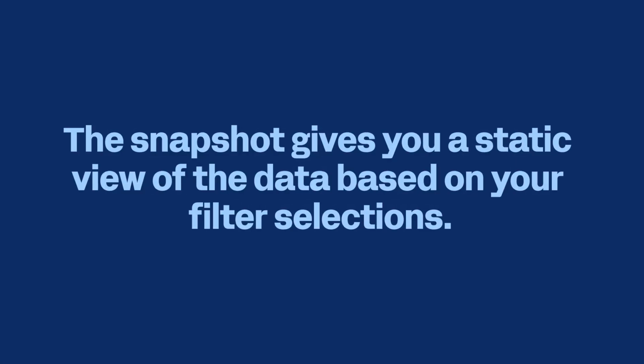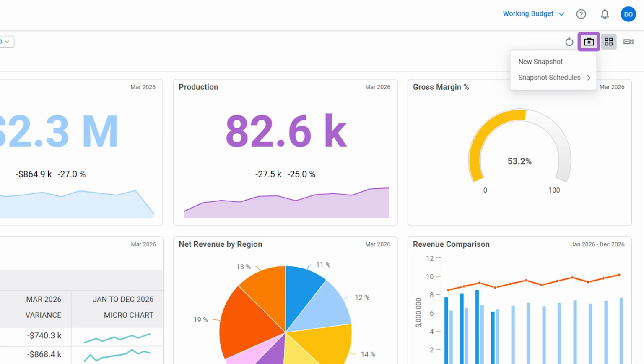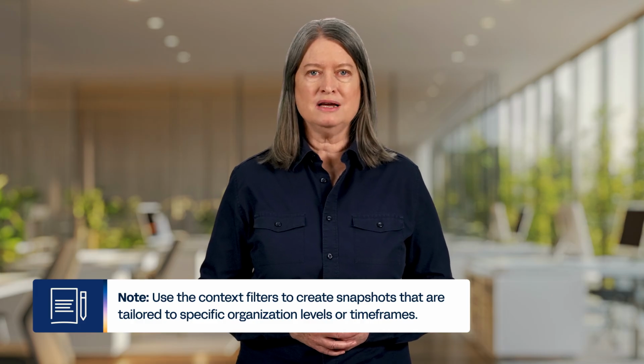You can create snapshots of the dashboards and charts in a perspective. The snapshot gives you a static view of the data based on your filter selections. To create or schedule a snapshot, select the camera icon on the perspective toolbar. Or, as we discussed earlier, you can use the Actions menu on the Dashboards page. You can create snapshots for yourself or share them with other users. You can also schedule snapshots and automatically deliver them on a recurring basis. Use the context filters to create snapshots that are tailored to specific organization levels or timeframes.